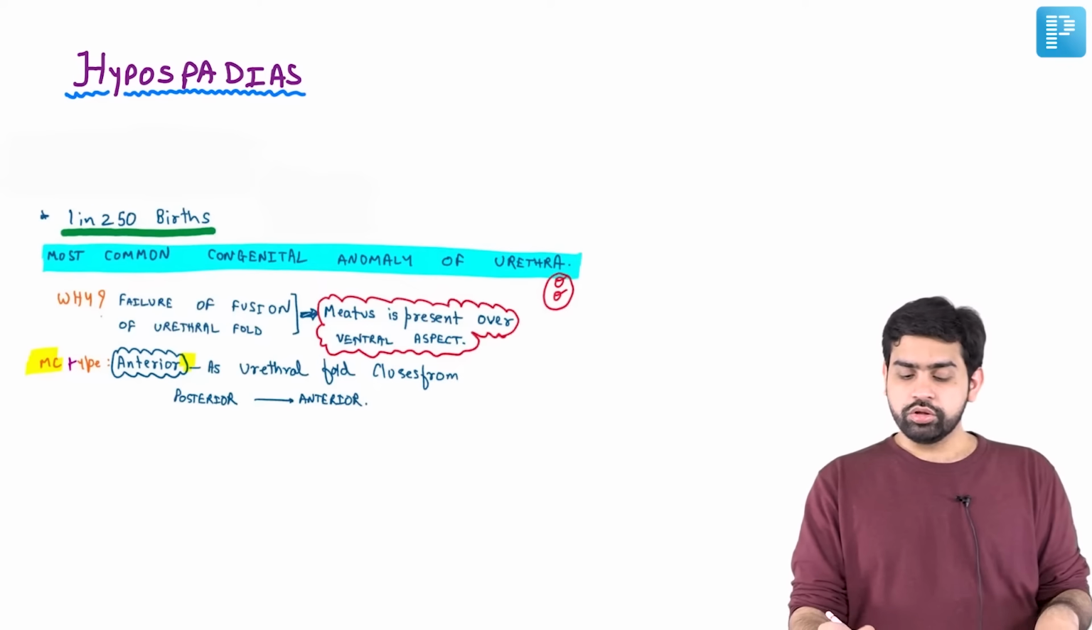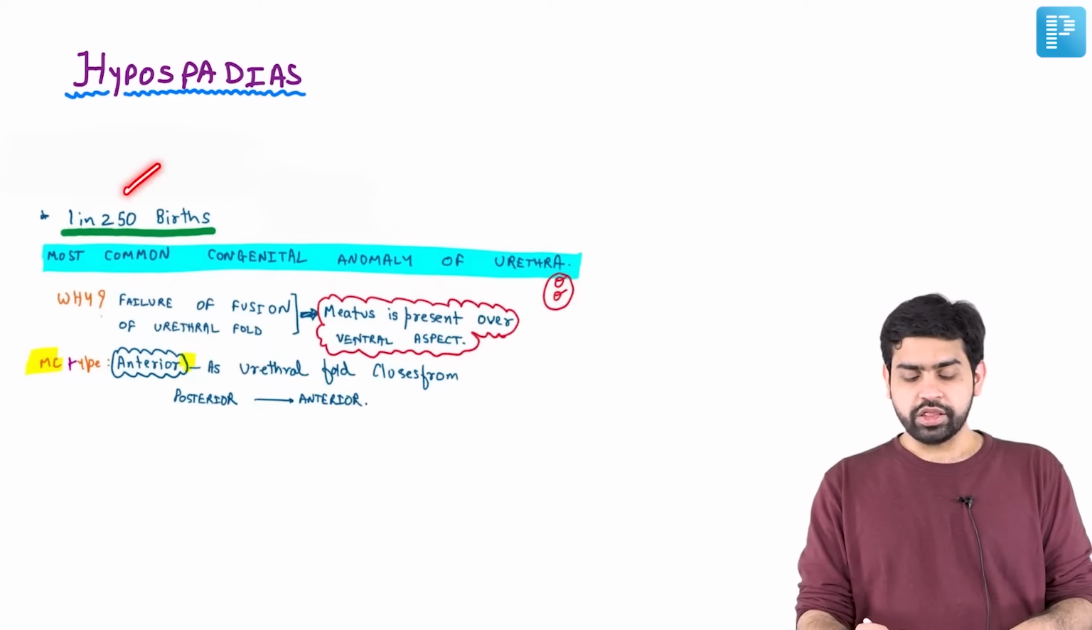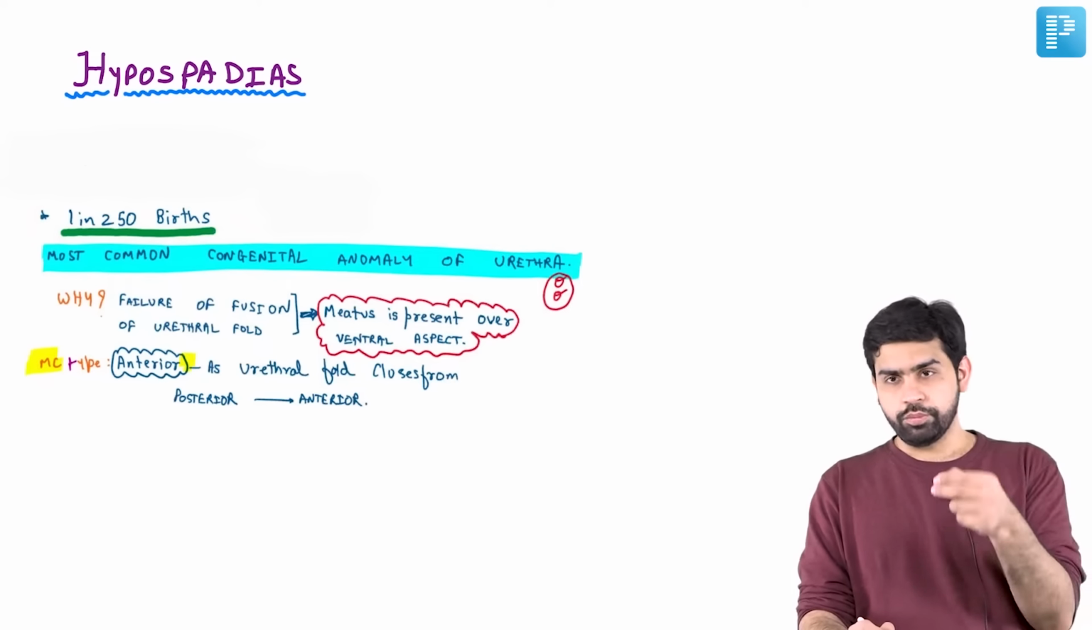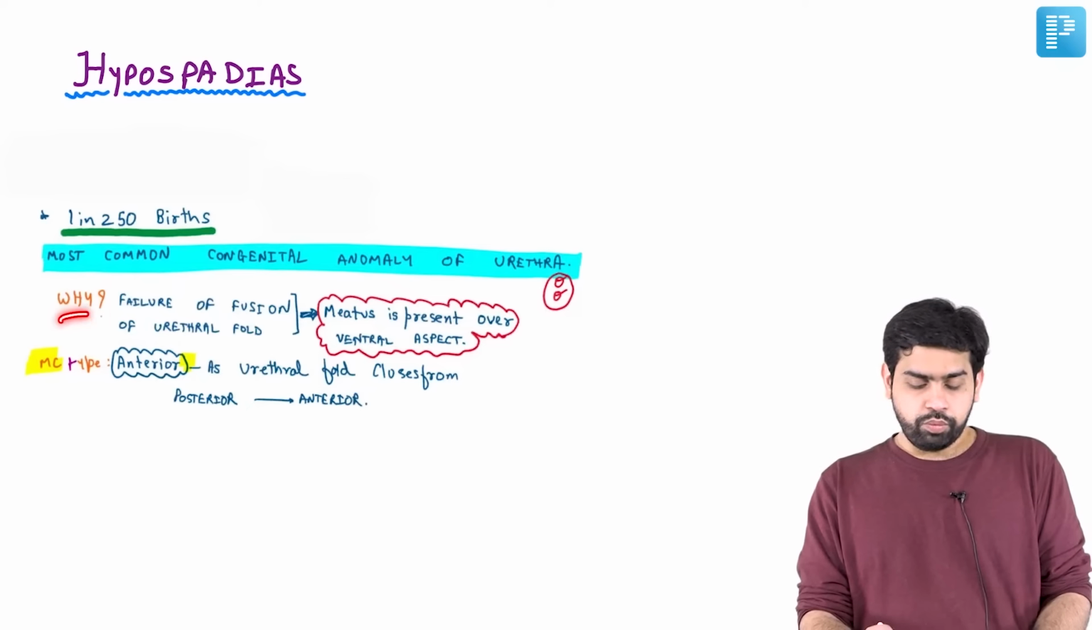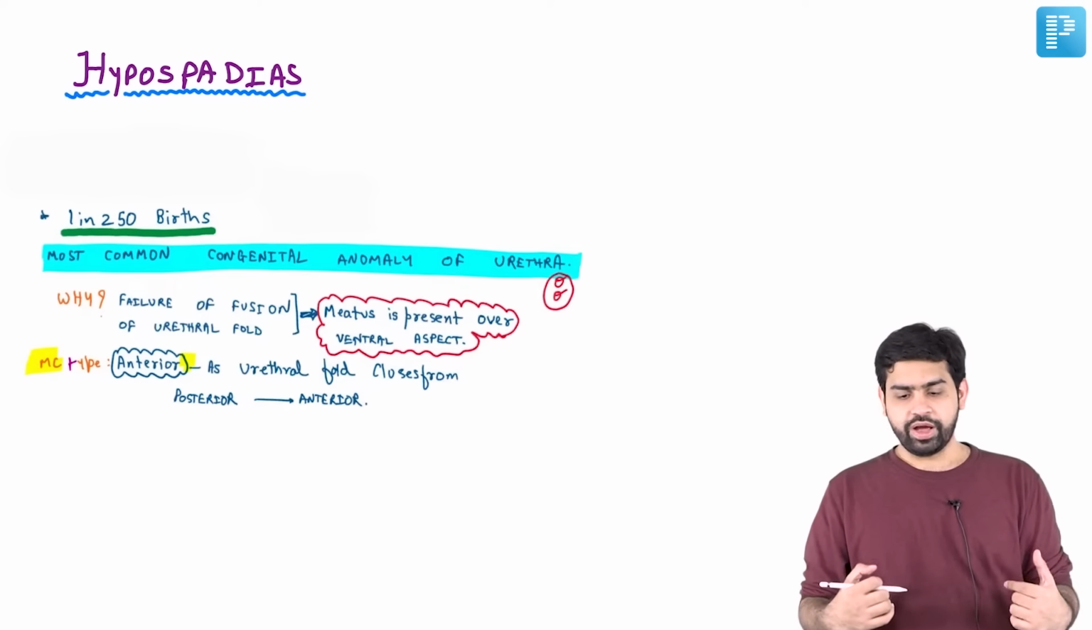So this is the most common congenital anomaly which we have of the urethra. It is common in, let's say, 1 in 250 live births, okay? Every 1 in 250 live births have some or the other form of hypospadias. Now, why does hypospadias occur? So during the embryological period, what do you have?